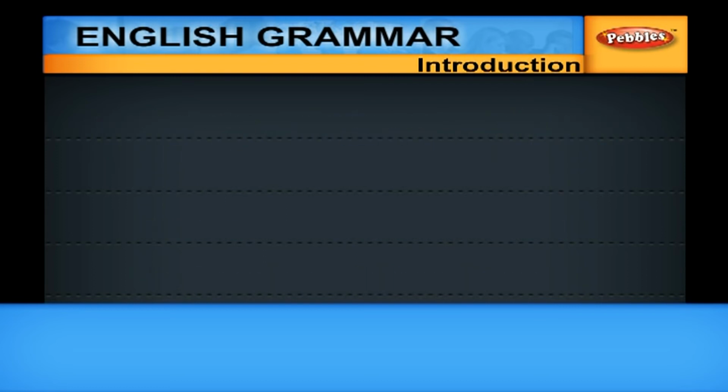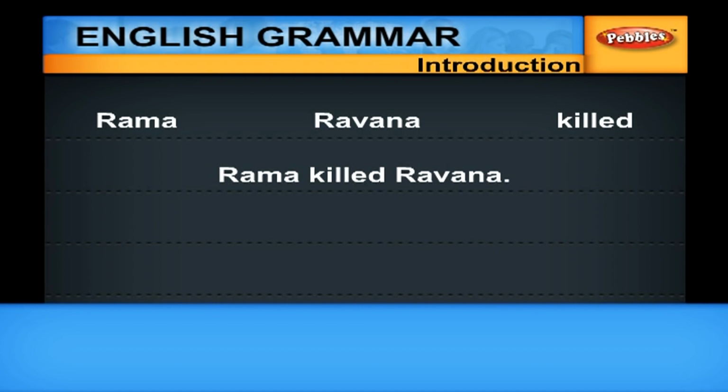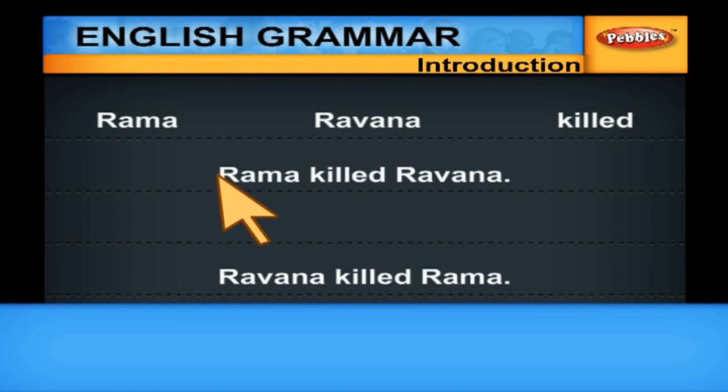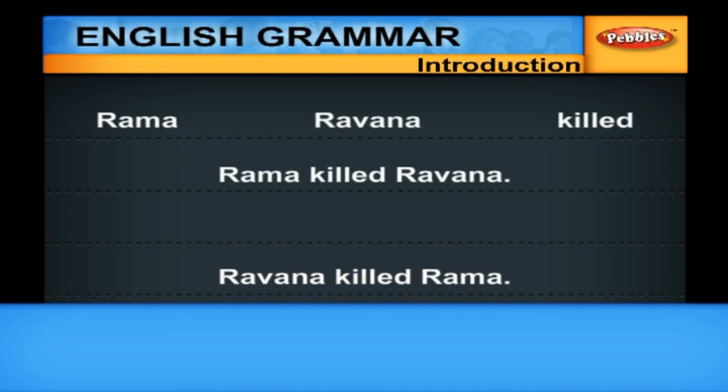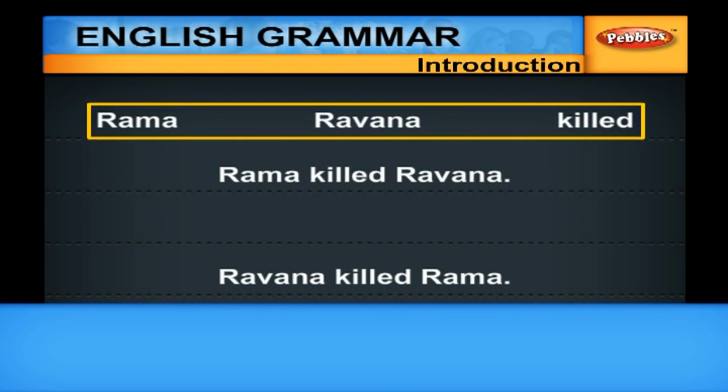Let us take 3 words. Rama, Ravana, killed. Rama killed Ravana. Ravana killed Rama. One sentence can be Rama killed Ravana. Another sentence can be Ravana killed Rama. In both these 2 sentences, you have the same words but the meaning is different. How does it happen? It is because of the ordering of the words.